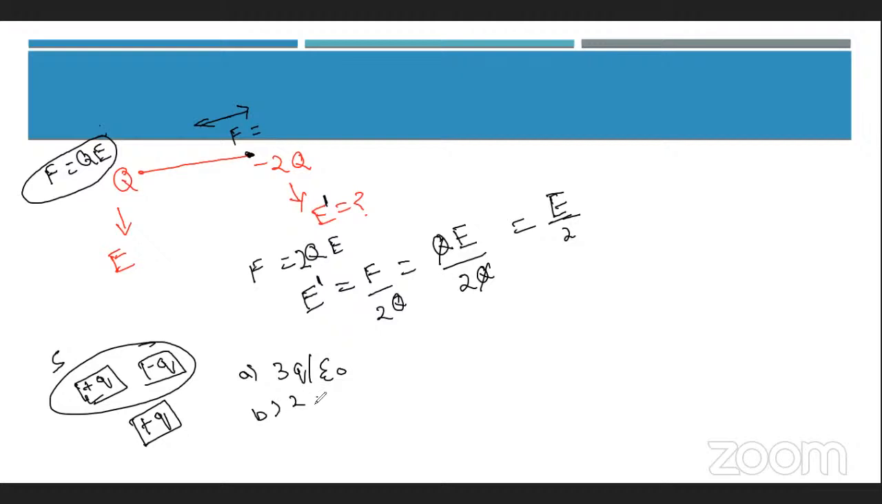Options are: A, 3q by epsilon naught. Second option is 2q by epsilon naught. C is q by epsilon naught. D is 0.